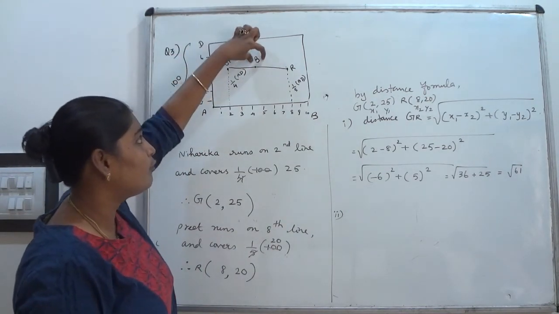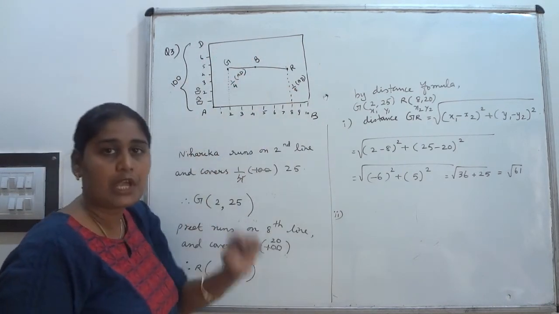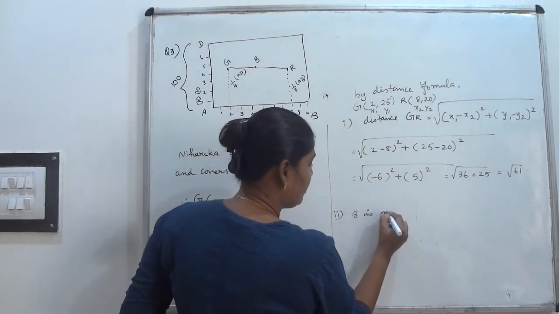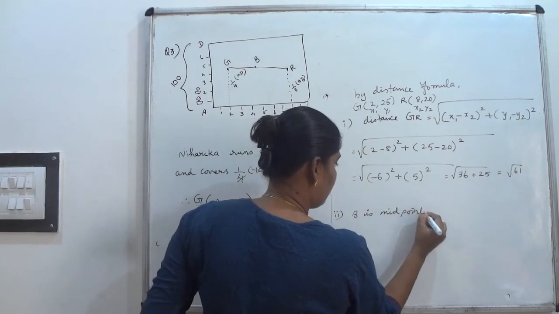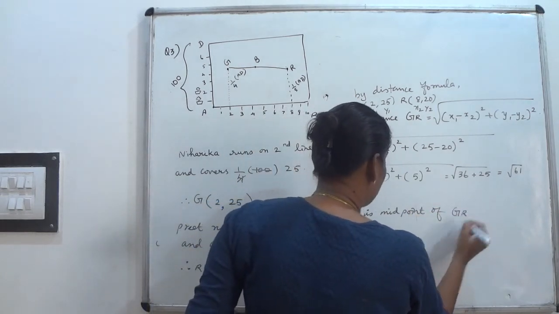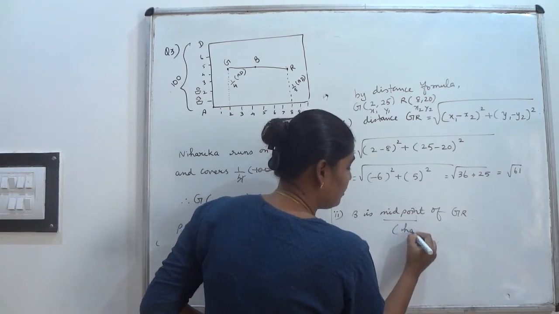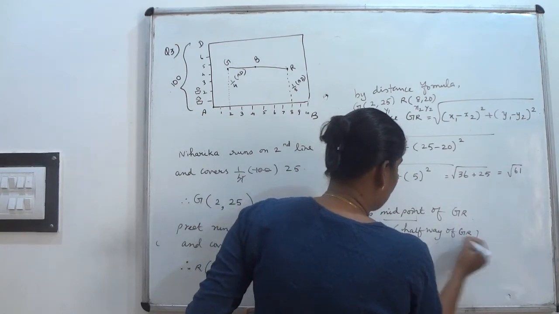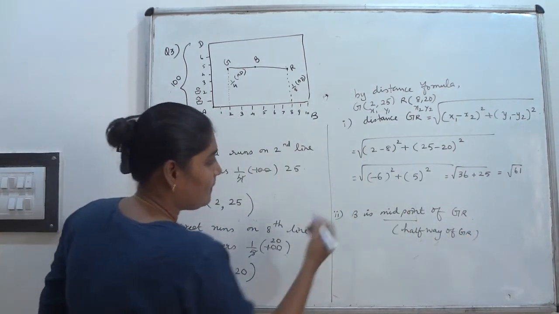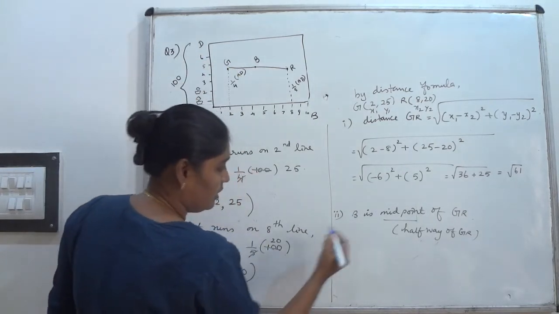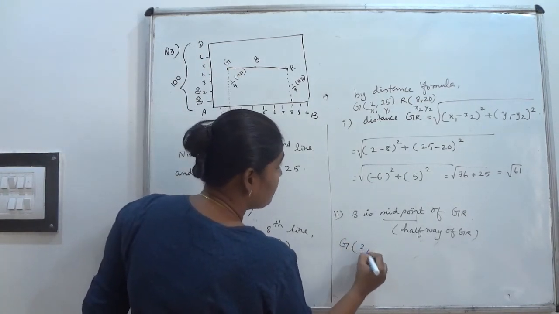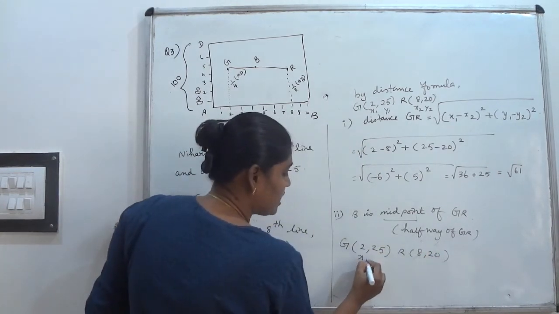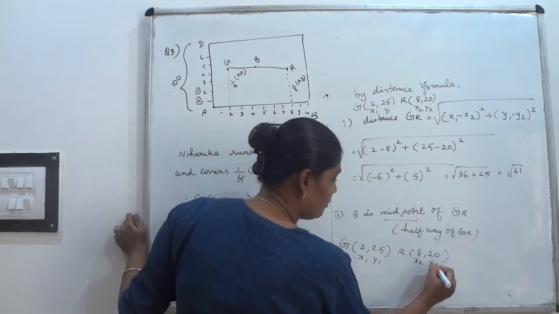Rashmi posted the blue flag exactly halfway of G and R. So we can write it here. B is the midpoint of GR. Why am I telling midpoint? This is halfway given to you. Exactly halfway of GR. That's why I have written midpoint. Okay. So for G and R, you write the coordinate points of G and R. G is 2 and 25. R is 8 and 20. Mark what is x1, y1, x2, y2.